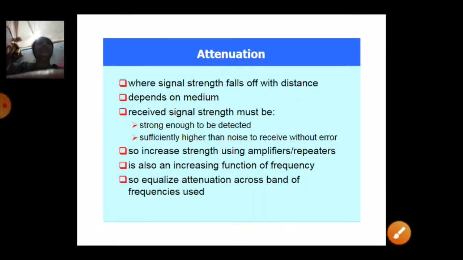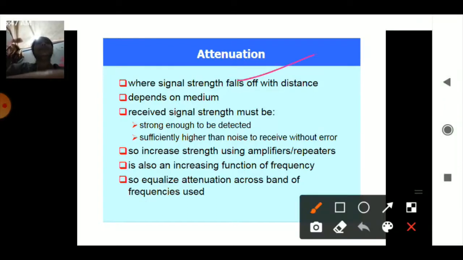So what do you mean by attenuation? Attenuation is when the data is being transmitted, the strength of the signal automatically becomes less, meaning the strength falls. It also depends upon the medium where you are transmitting, whether a wired medium or a wireless medium. In wireless, attenuation will be more because each and every time it goes through the air, the signal degrades. The received signal strength must be strong enough to be detected by the device.